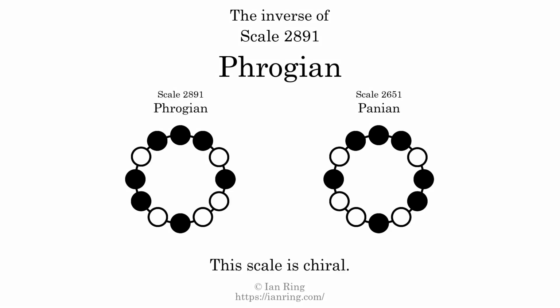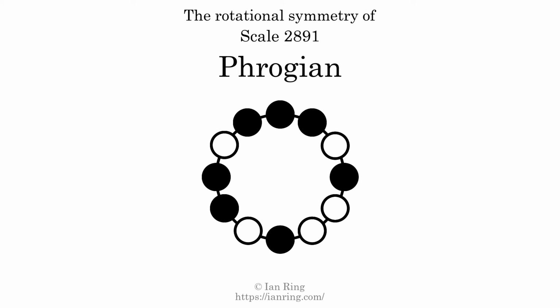The inverse of a scale is a mirror image. It is what you get when the sequence of intervals is reversed. The inverse of this scale is scale 2651, also known as Phrygian. This scale is chiral. It cannot transform into its inverse by rotational transformation. This scale has no rotational symmetry.